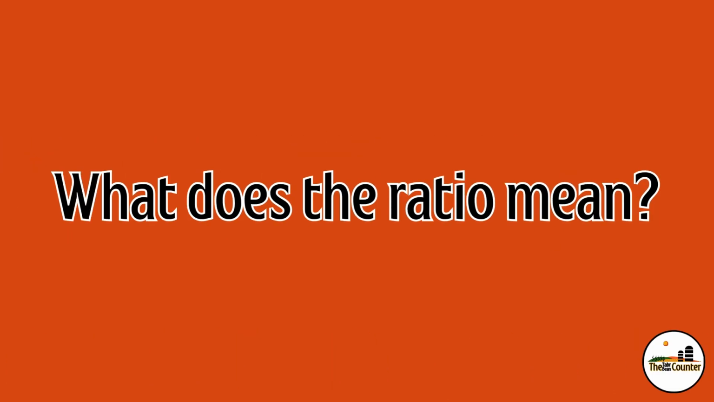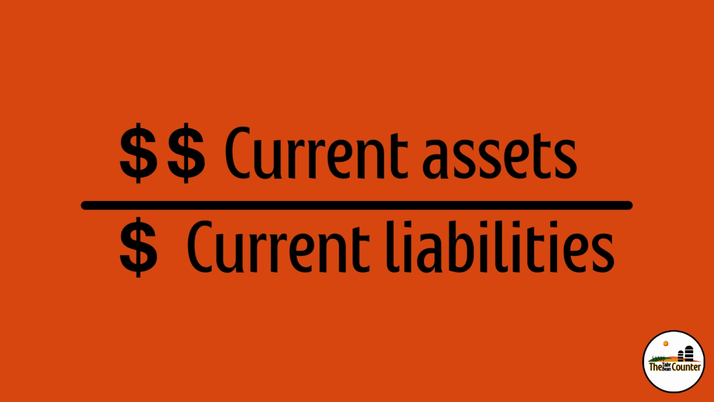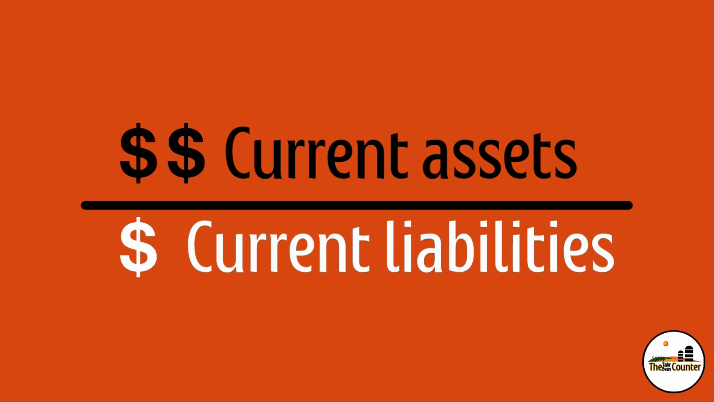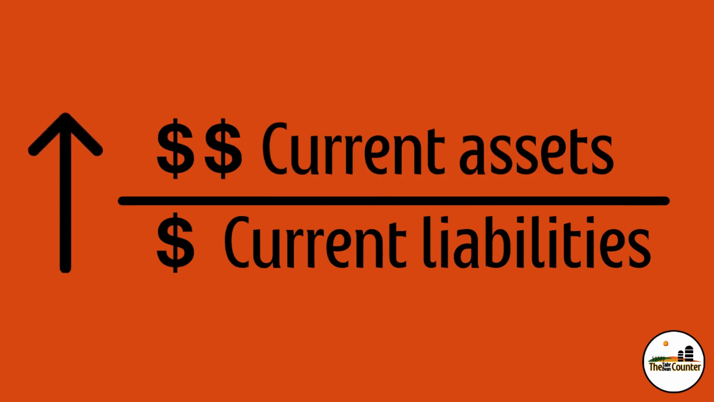Now, what does the current ratio mean? A ratio of 2 to 1 means for every dollar of liabilities, the farm has $2 of current assets. While a high ratio means there's ability to pay short-term debt, too high a ratio means the farm is not employing its working capital efficiently.